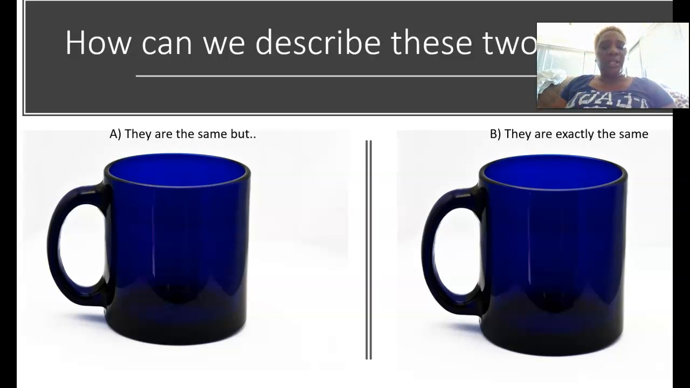So I want you to look at this cup, cup A, and this is cup B. I want you to tell me if it's almost the same, but, or are they exactly the same? So let's look at them. Do they have the same color? Do they have the same shape? Do they have the same pattern? I want you to tell me.